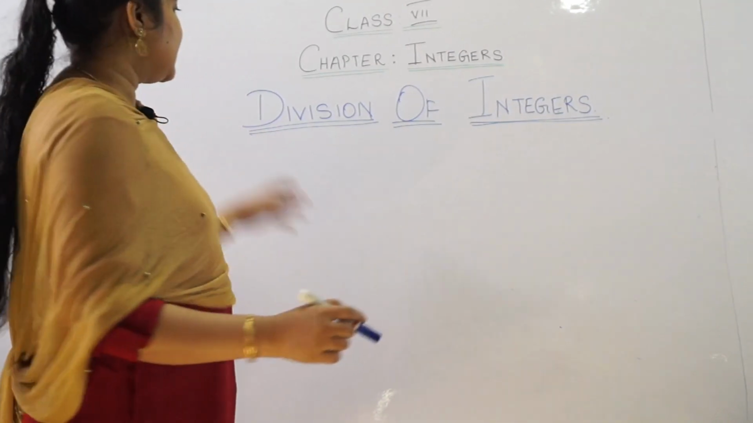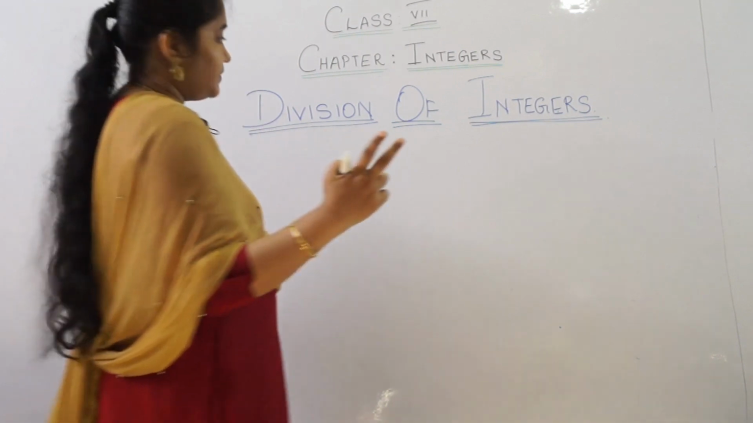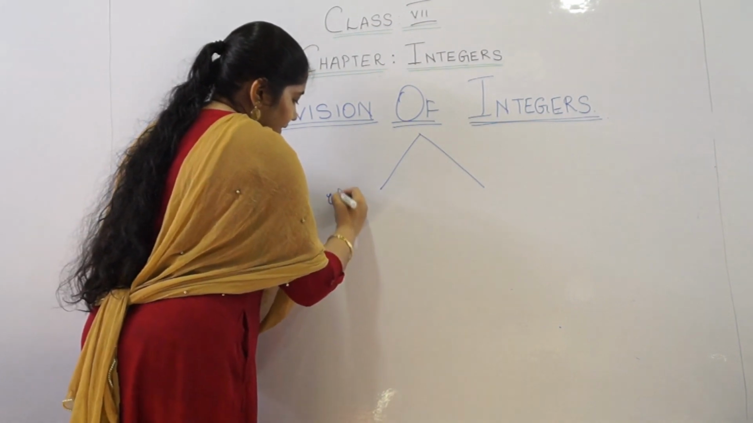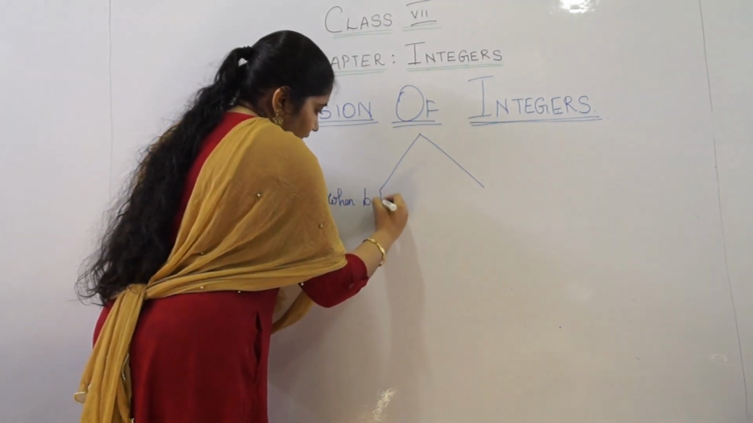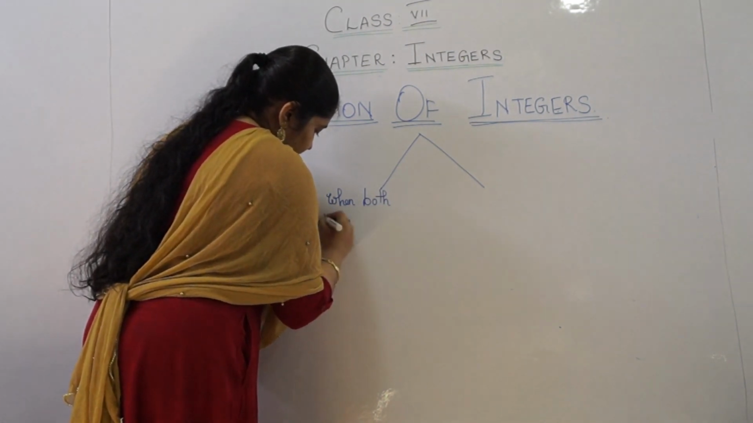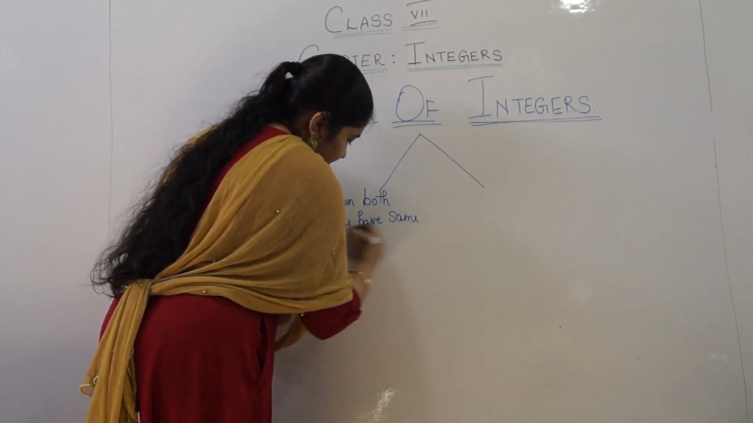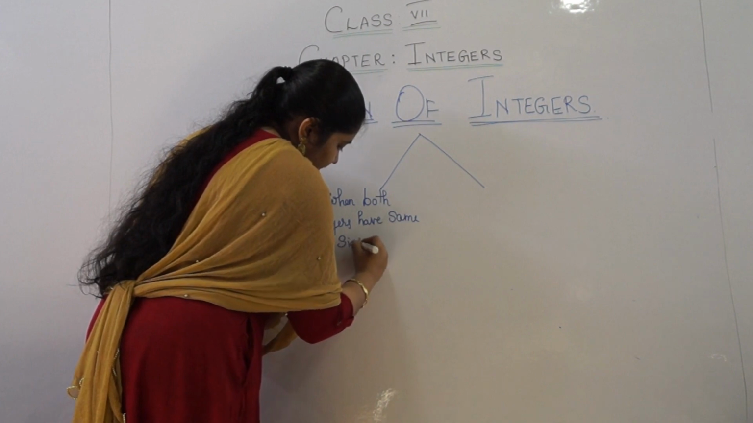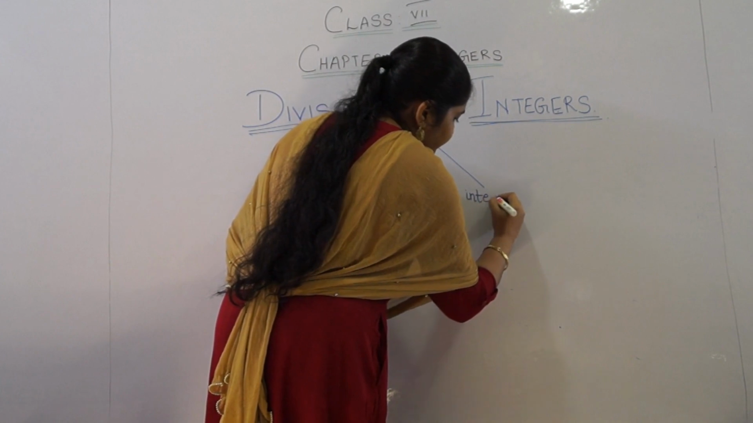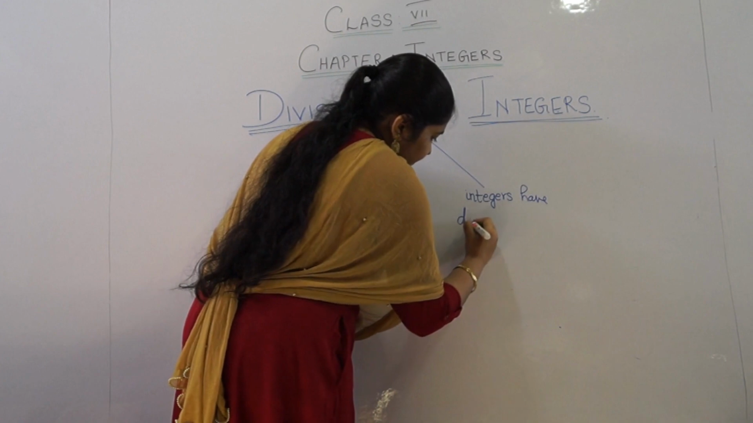The next topic is division of integers. Now this has two types. The two types are when both integers have the same sign, and the second type is when integers have different signs.